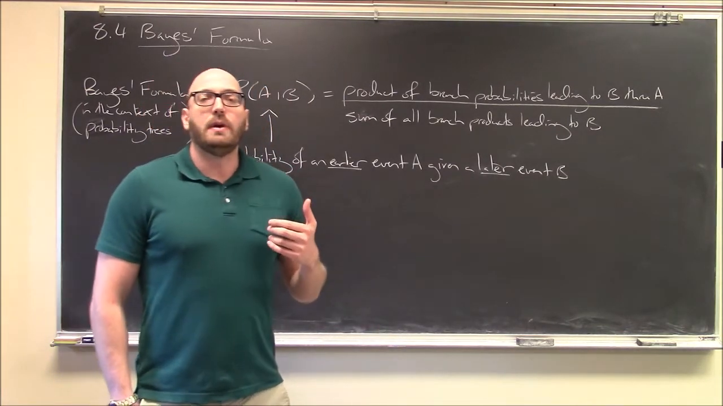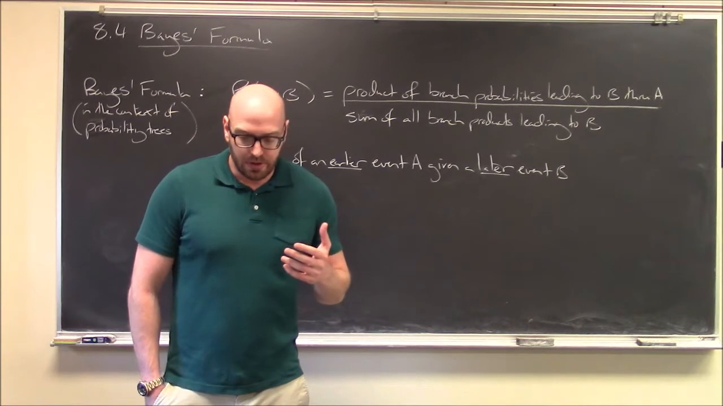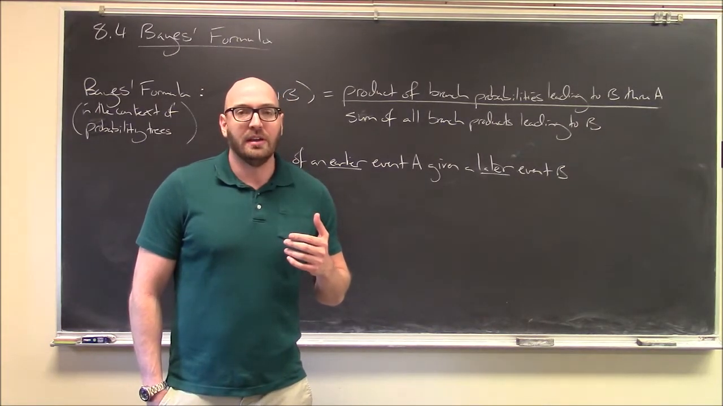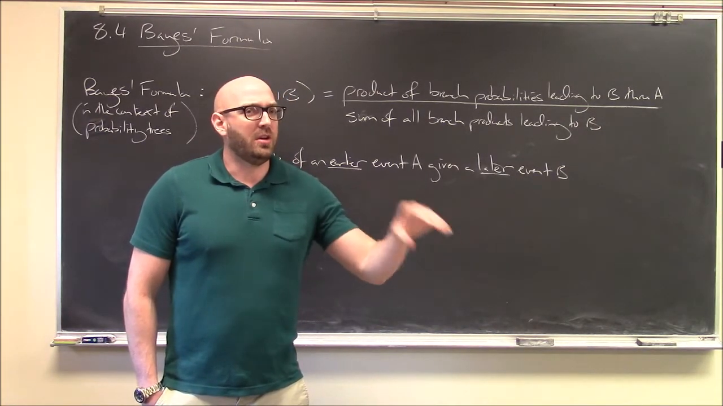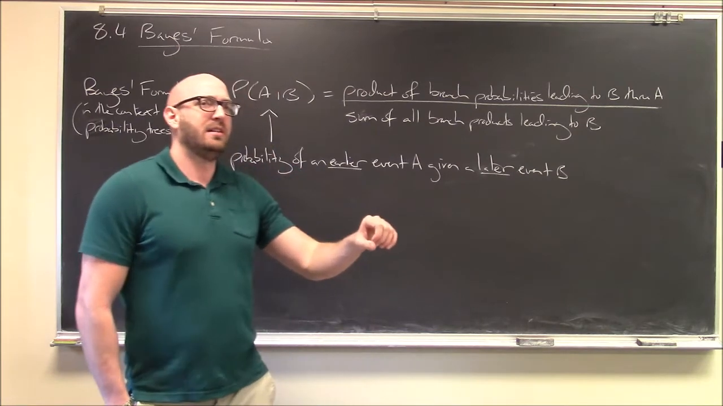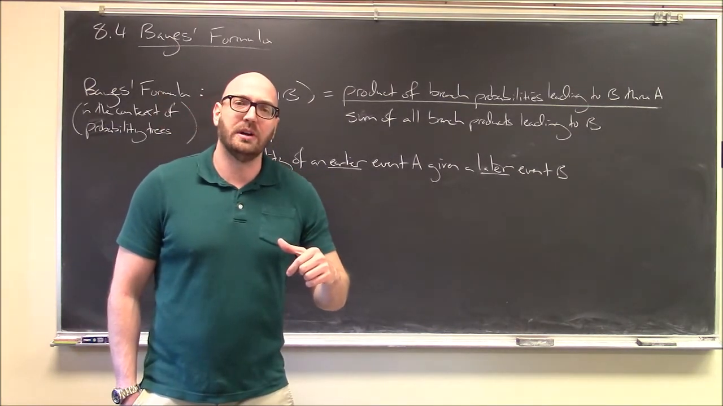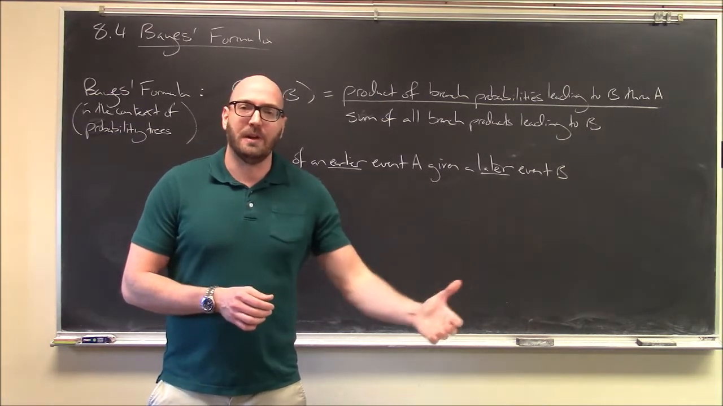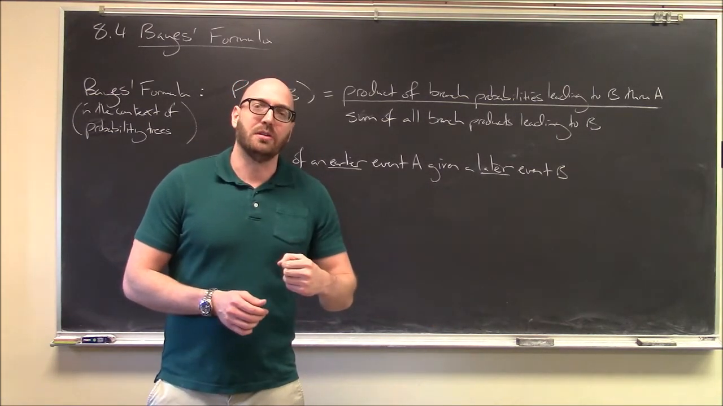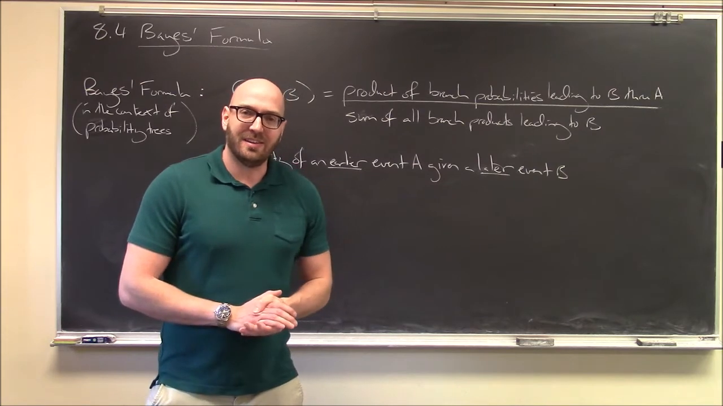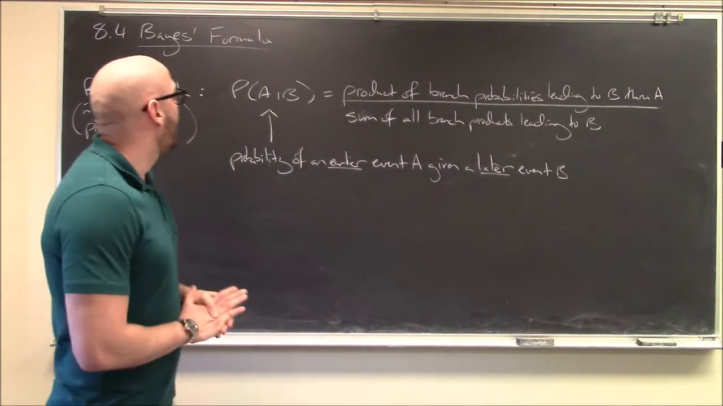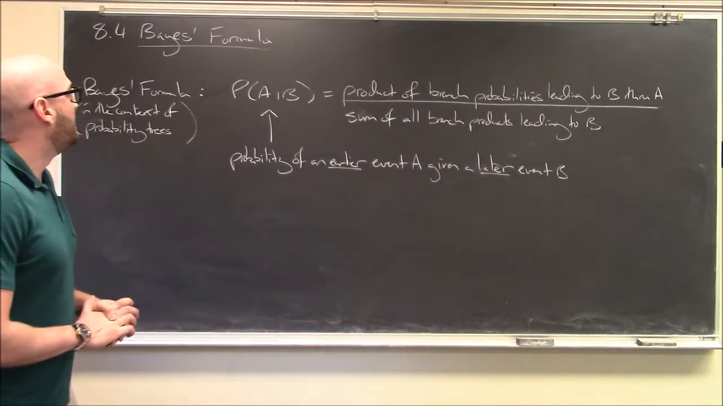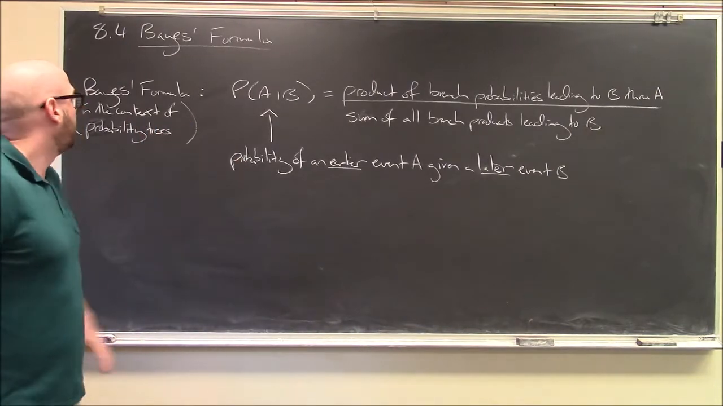But what if I were to change that up a little bit? What if I were to say, what's the probability of drawing a white ball on the first draw, given that I drew a red ball on the second one? So what's the probability of an earlier event occurring, given that the later one occurs? And that's much more complicated. And to answer that, in comes section 8.4, this is Bayes' formula.